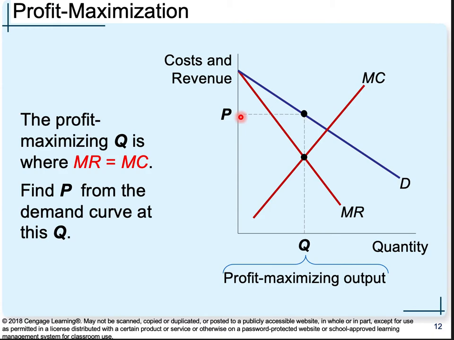So just based off this right now, you should be able to calculate your total revenue. So your total revenue is this. This rectangle is total revenue, price times quantity.